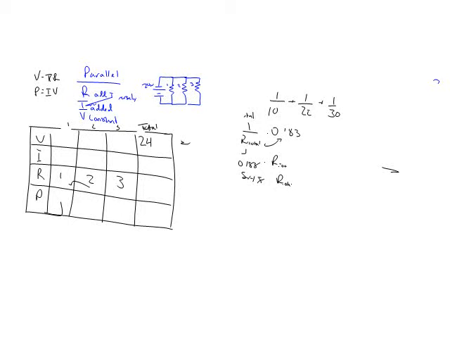This R total is also known as equivalent resistance. Same thing. What is the resistance of the system? What is the resistance of the circuit? Or what is the equivalent resistance? They're all talking about that number right there.